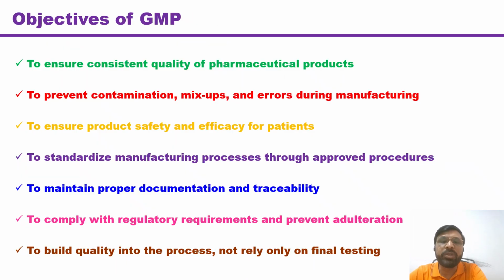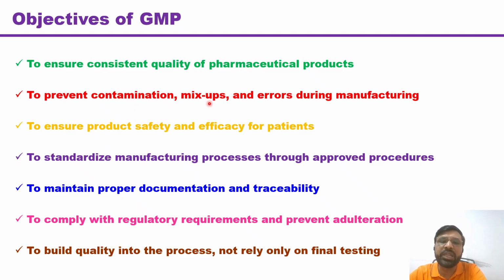Now we'll see the objectives of GMP. The first objective is to ensure consistent quality of pharmaceutical product. Without GMP, we can't maintain the quality of the product because GMP is giving the various guidelines. And according to those guidelines, if we are producing the product, definitely we will achieve the GMP and we will get a quality product.